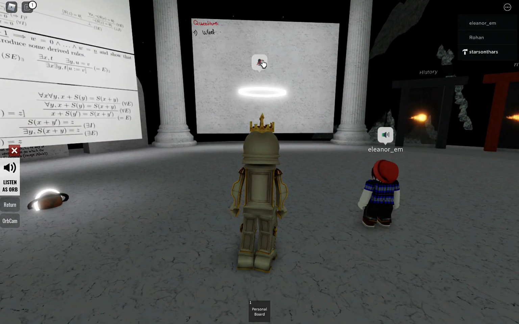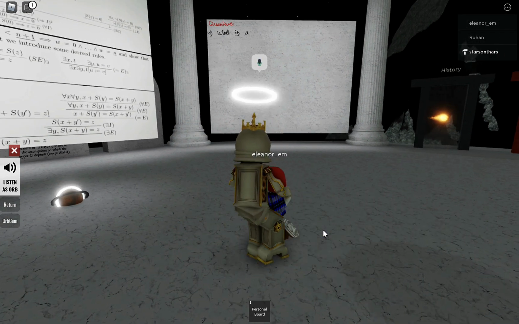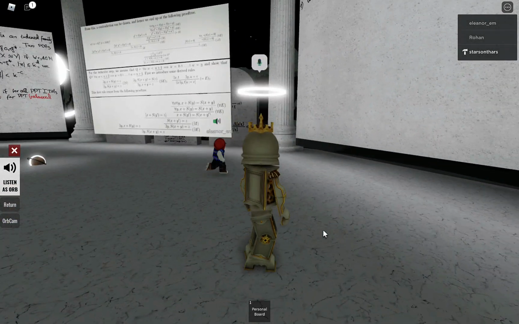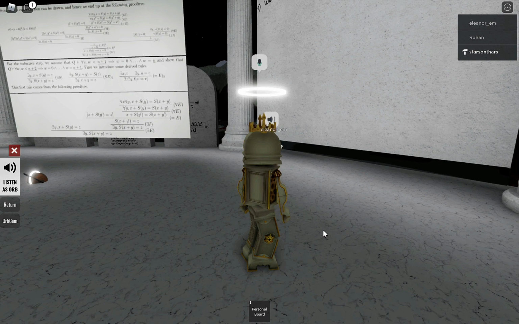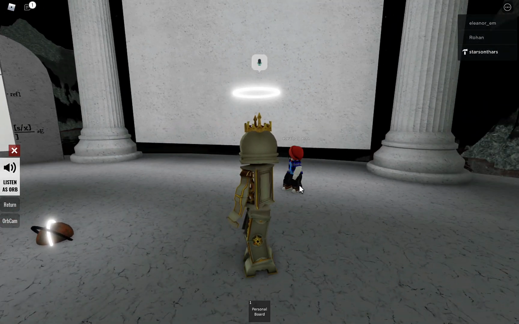Sorry, Eleanor, the camera got stuck on these proof trees, so you might have to walk a bit closer to the board. Oh, did it snap to... I see. Yeah, there it is. Is it good now? Yep.